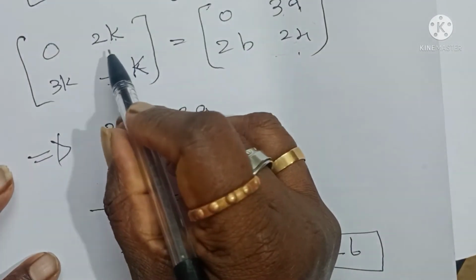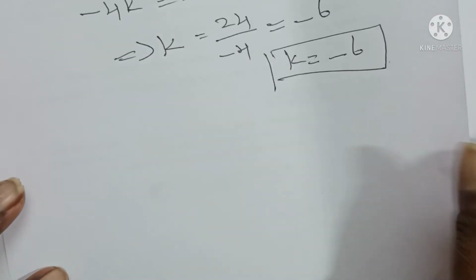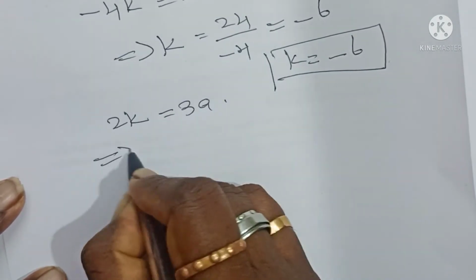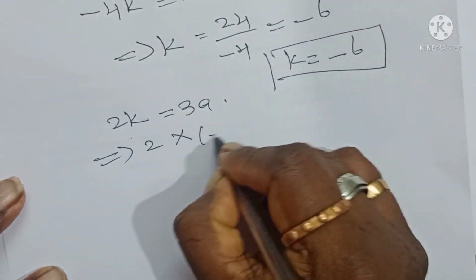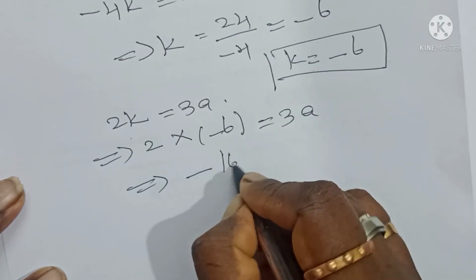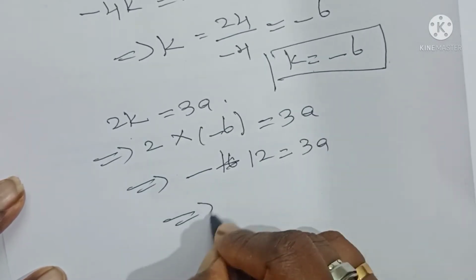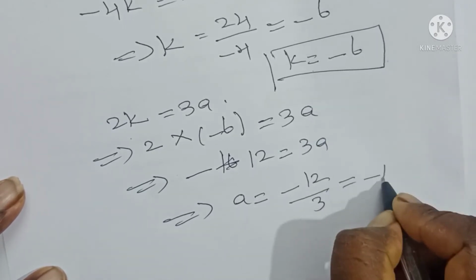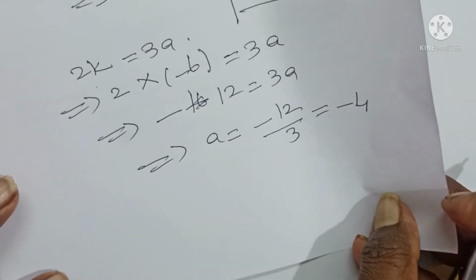Then you have to equate this corresponding term: 2K is equal to 3a. So 2K is equal to 3a. This implies you have to substitute the value of K here. So 2 into minus 6 which is equal to 3a. This implies minus 12 is equal to 3a. This implies what is the value of a? Minus 12 divided by 3 which is equal to minus 4. So we found the value of a as minus 4.